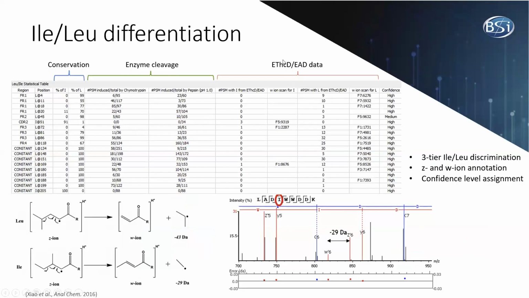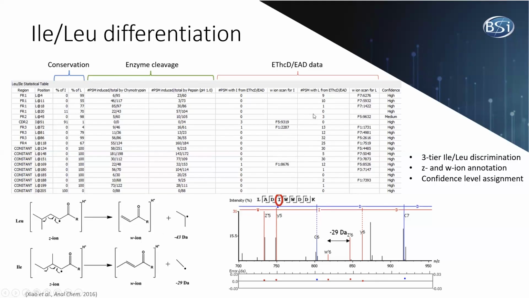So we primarily rely on ETHCD or EAD data. Basically, after electron transfer dissociation of the side chain, we look for the different mass shift between the W and Z ions. So the difference between W and Z ions corresponding to 43 Daltons would be a leucine residue. And if the difference is 29 Daltons, that would represent an isoleucine residue.